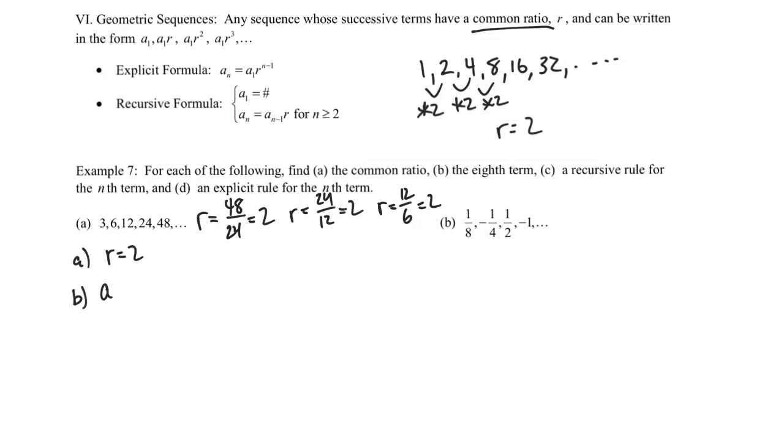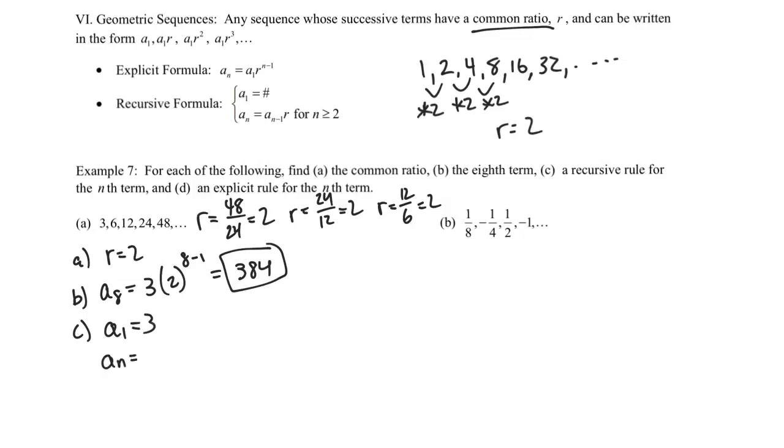Now, to find the 8th term, that's going to be a sub 8. We start with the first term, which in this case is 3, and we multiply by the ratio raised to the 8 minus 1 power. And so this is going to end up being 3 times 2 to the 7th power, which is 384.